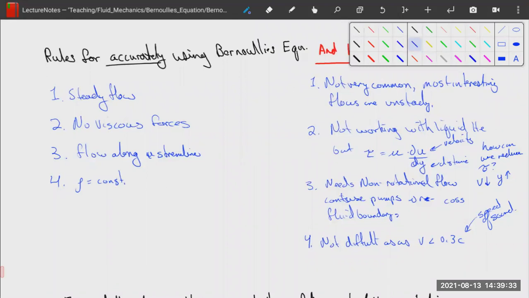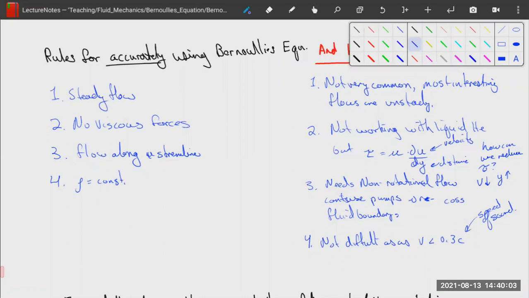We also need non-rotational flow. It's even harder to achieve than steady flow because that means we also can't cross fluid boundaries. And finally, we are restricted to speeds less than 0.3 of the speed of sound, and homogeneous fluids, right? It means we can't have mixing and things like that, where the density might vary significantly across the fluid. Those are all, as a whole, very difficult to simultaneously achieve.